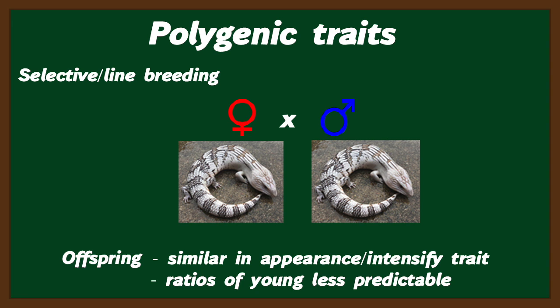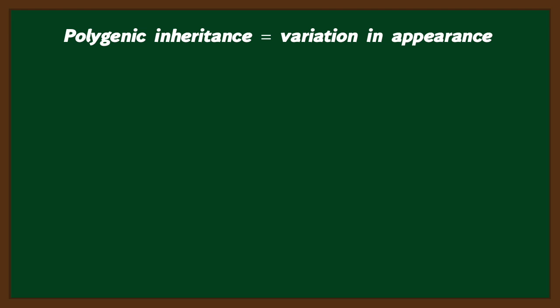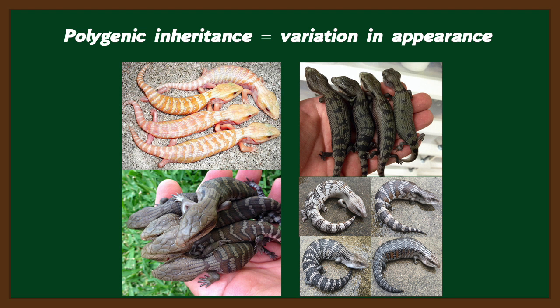The ratio of the young displaying the trait are less predictable than the other forms of inheritance covered previously. This mode of inheritance is greatly responsible for the variation in appearance across siblings, unrelated animals, and across different color mutations.